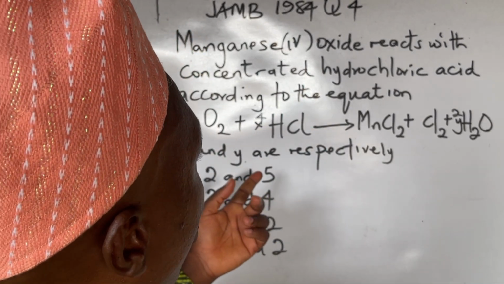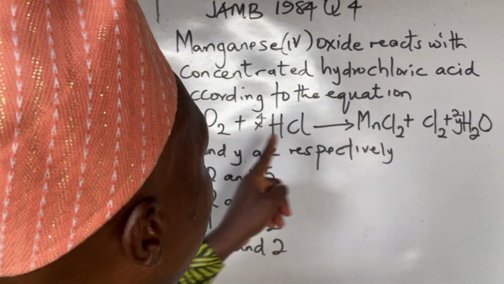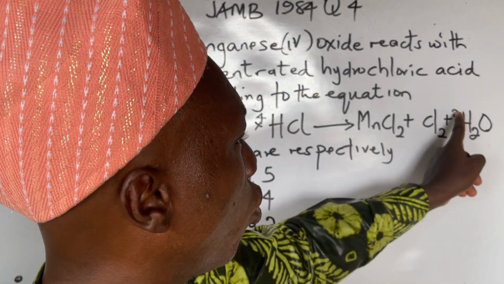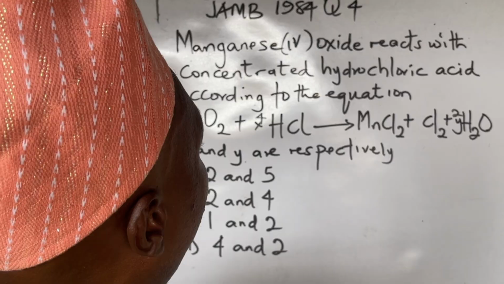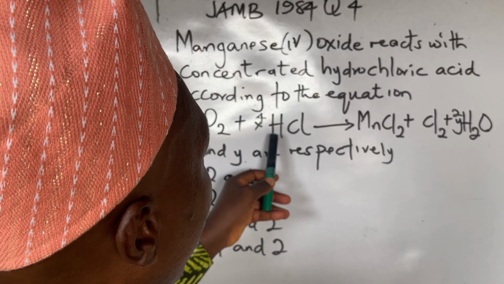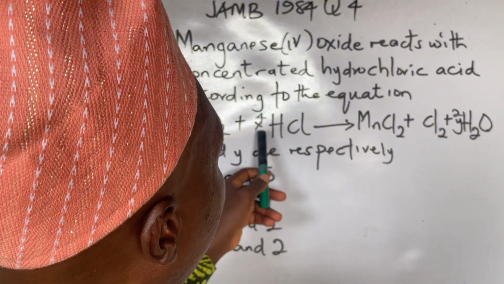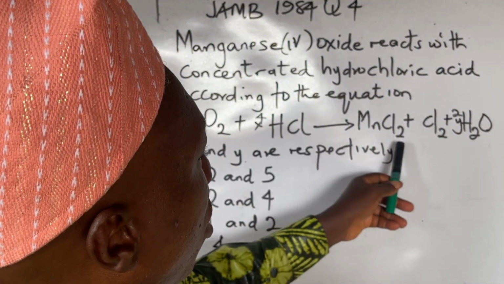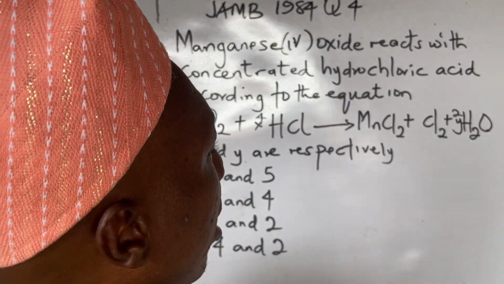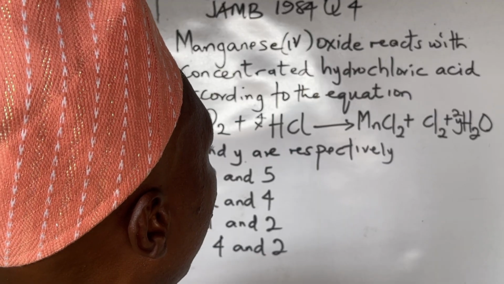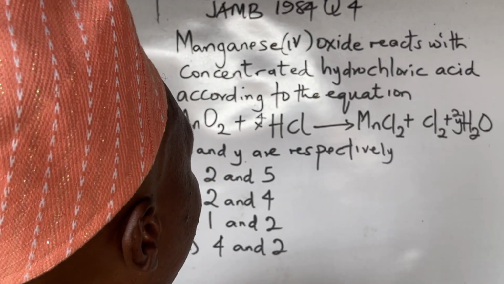So let's look at the equation again. Manganese, oxygen is 2, 4 moles of hydrogen. Hydrogen is 2 times 2 here, 4. Chlorine is 4 moles of chlorine. Chlorine is 2 and 2 here. And that is balanced.